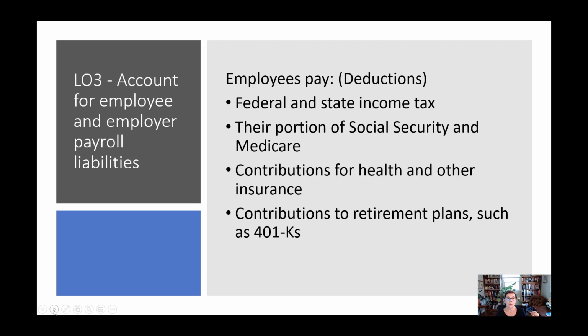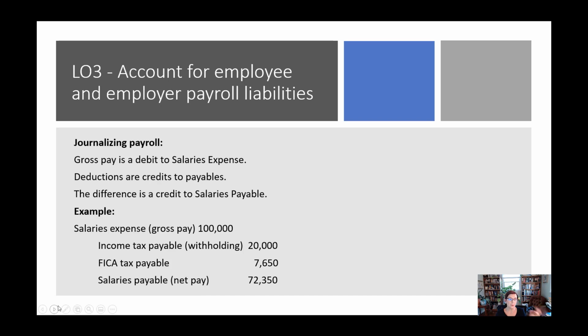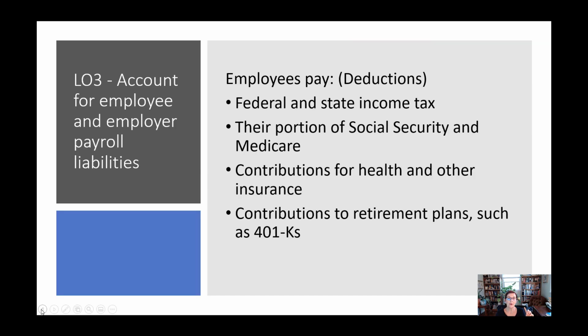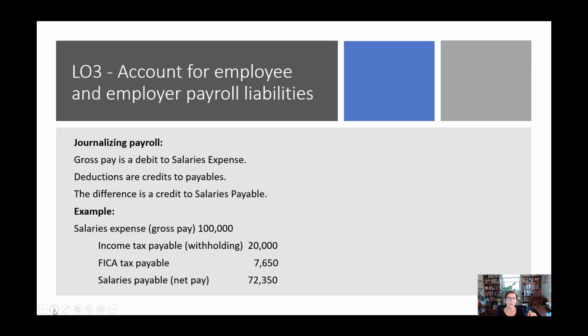But the employer is also responsible for paying some things. So the employer, oh, hold on, I forgot. Before I get to employer, let's talk about how we journalize that, then we'll look at employer, all right? So what does a journal entry look like to record payroll? So the gross pay is a debit to salaries expense. So the employees here earned $100,000 during this pay period. That's their gross pay. That's that imaginary number, remember?